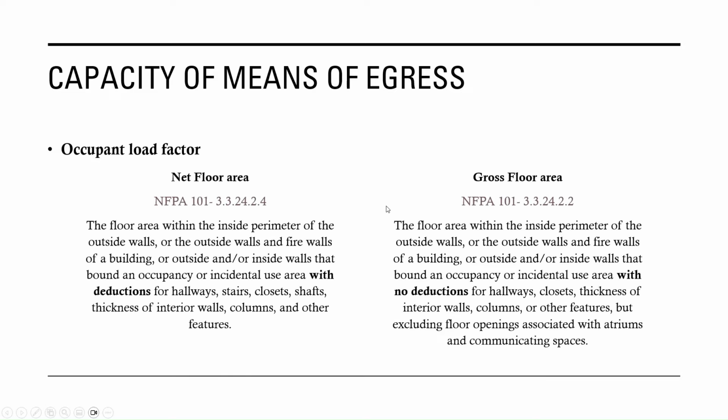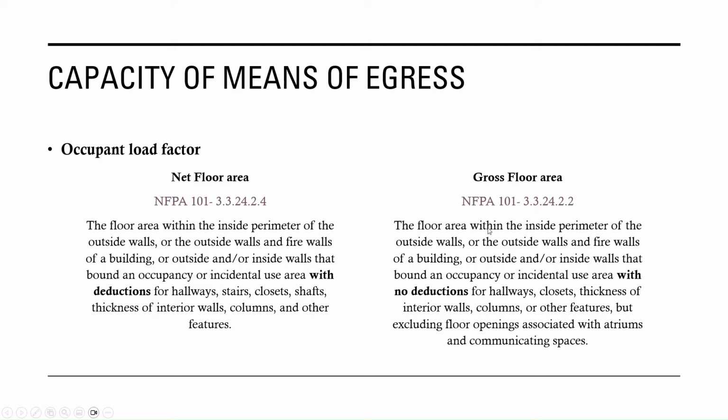Now, what is the difference between the net floor area and gross floor area? There is a specific definition in NFPA 101 Chapter 3. The net floor area is the floor area within the inside perimeter of the outside walls, or the outside walls and firewalls of a building, or outside and or inside walls that bound an occupancy or incidental use area, with deduction for hallways, stairs, closets, shafts, thicknesses of the interior walls, columns, and other features.